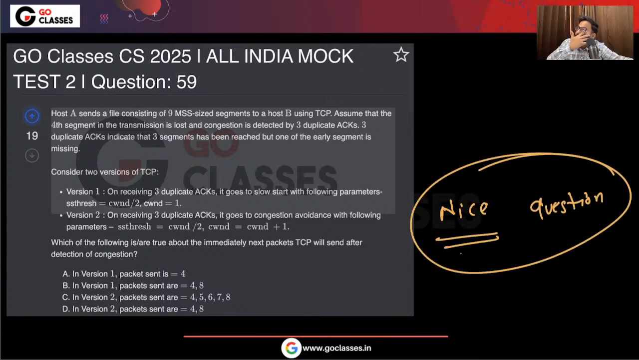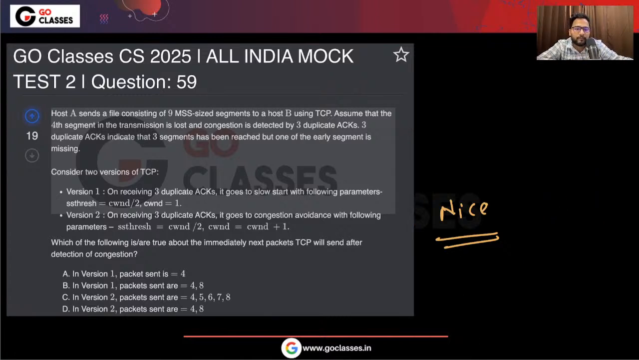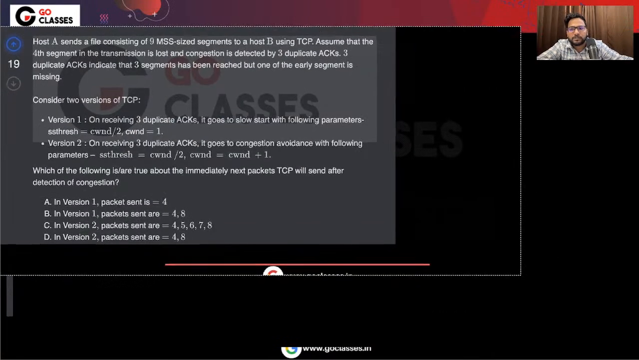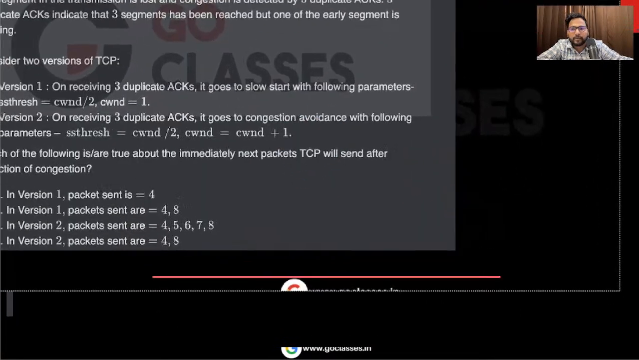Let's just see how to solve this question. Actually, there's a common doubt that happens in this question. I will clarify all the doubts. Okay, so let's see how to solve this question. What they are saying in this question is something like this. So this was a nice question, so let's try solving it.